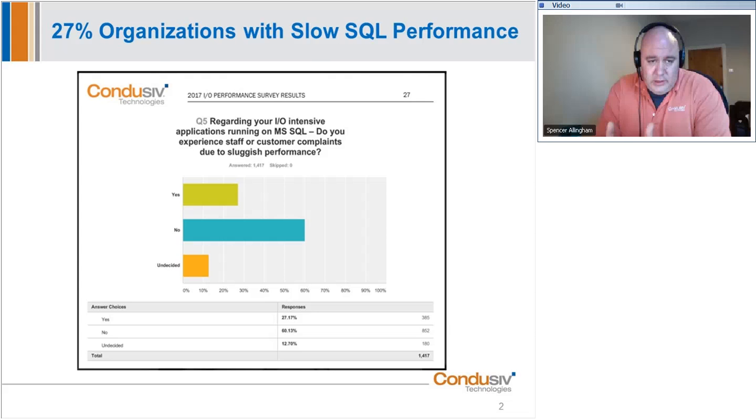This is going back to a survey that we conducted with, I think it was several thousand IT professionals at the beginning of this year. And we asked a whole number of questions, but this particular one is relevant for you chaps that are running SQL Server. So the question was, regarding your I/O intensive applications running on SQL, do you experience staff or customer complaints due to sluggish performance? Now, thankfully, most of the respondents said no, everything's running fine, we don't get user complaints. But I wonder if this rings true with you.